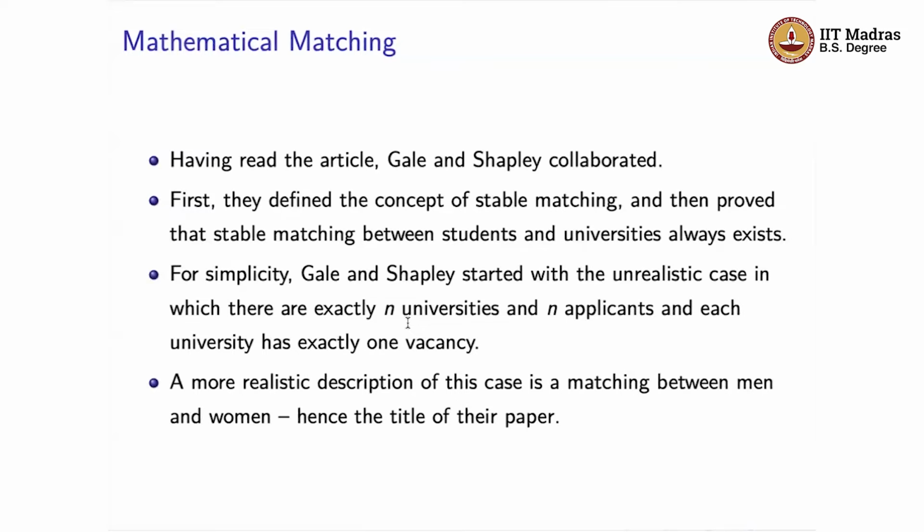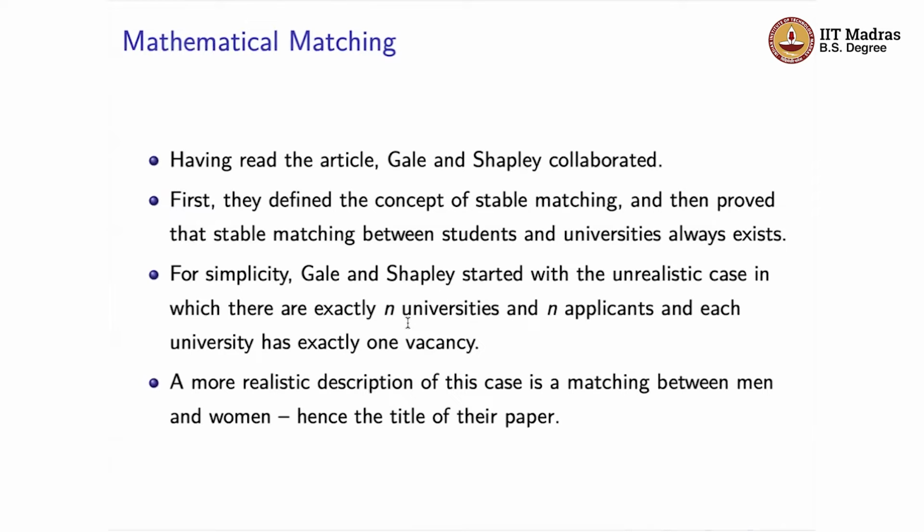But just to try and make sense of this problem, they started out with this assumption that there are n universities and n applicants. Now, once you frame the problem in this way, then naturally you might start thinking that, okay, rather than thinking about this in terms of college applications, maybe a good way of thinking about it is matching between men and women, right? And hence the title of the paper that we saw, which is college admissions and the stability of marriage, right? So they started thinking about the college admissions problem.